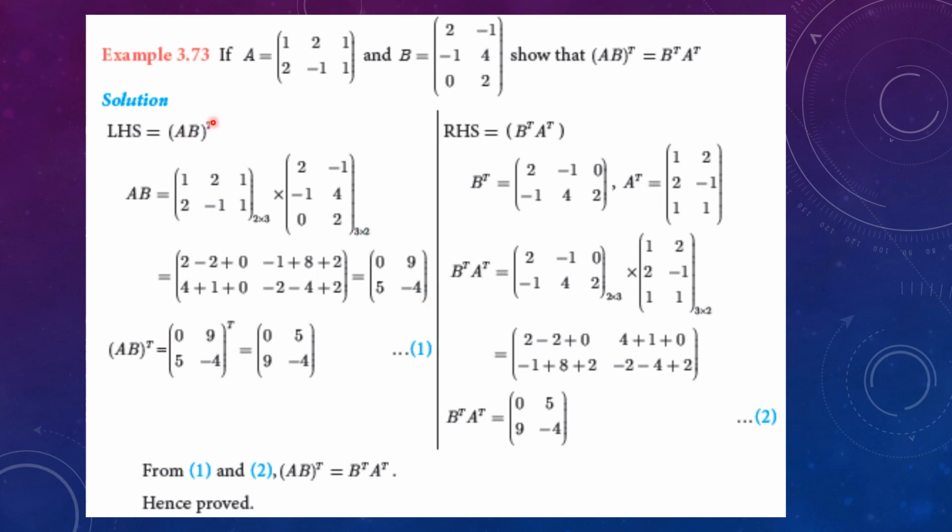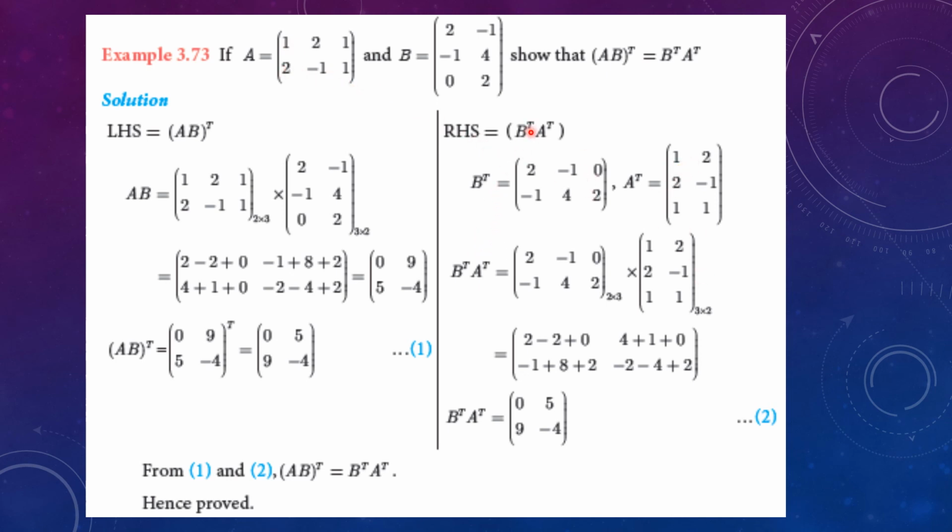Here (AB) whole transpose. So you have to find the transpose of this AB matrix. Okay, we will get it, and mark that as 1. For the right hand side, B transpose A transpose. For that, first you have to find the B transpose matrix from the B matrix. Transpose means changing the rows into columns and columns into rows. Next A transpose, rows into columns and columns into rows.